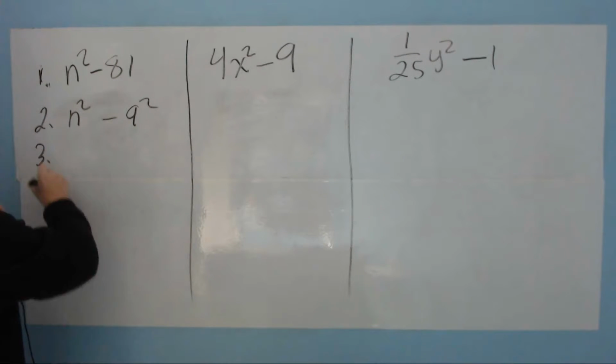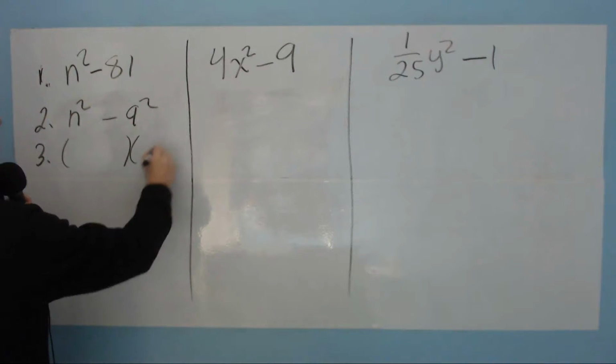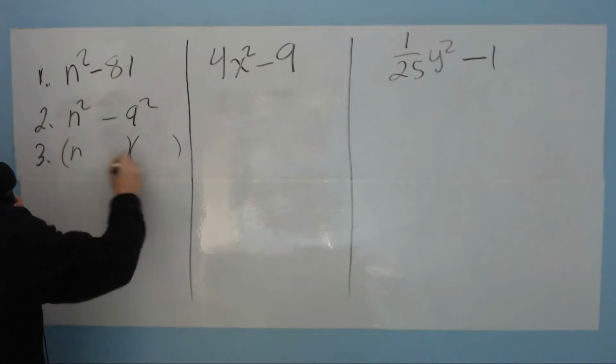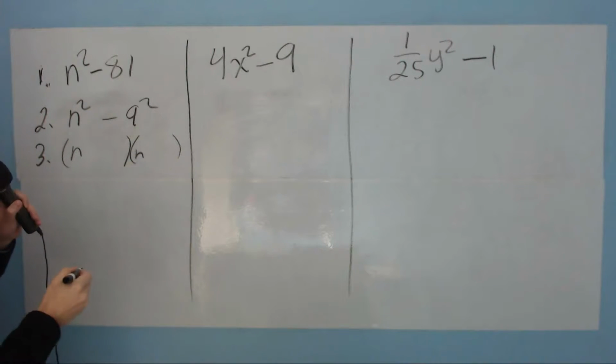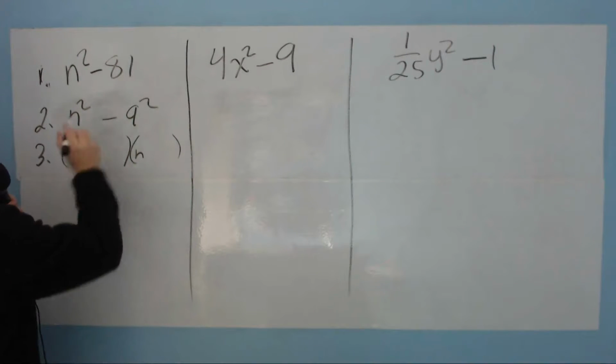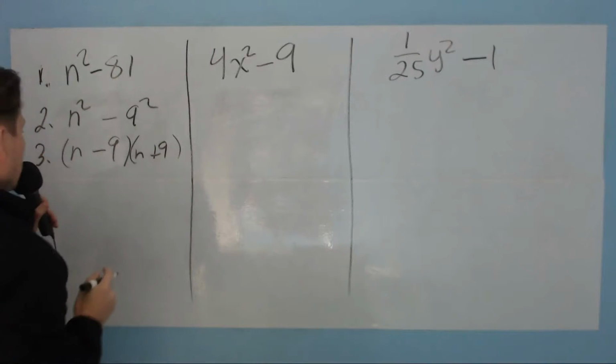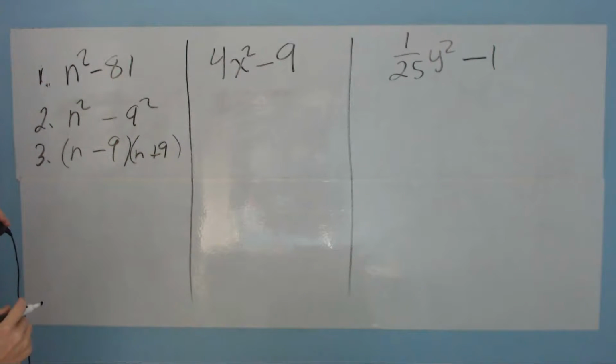Then after that, you plug it into the difference of squares pattern, which says you put parentheses in place, and then you put n, or whatever the variable happens to be, like p or d or x or y, here it's n. And then you do minus 9, and then you do n plus 9. So this is the simplest version here, n minus 9 times n plus 9.